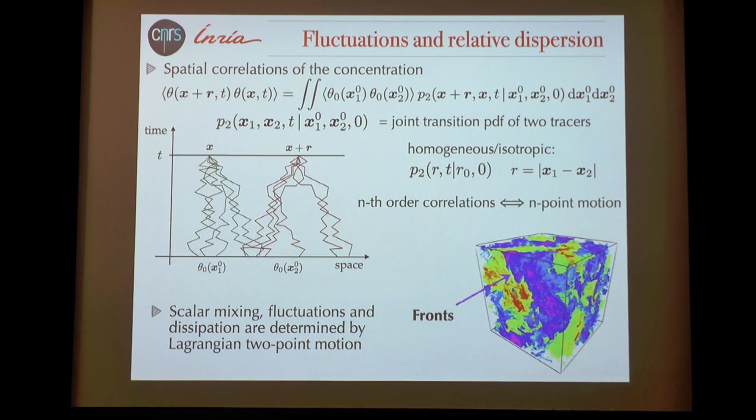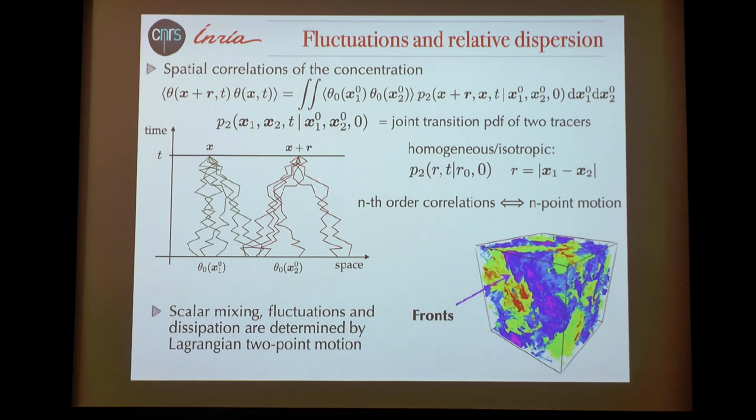So basically, if I'm interested in the correlation between x and x plus r, I have to average over all possible positions x01, x02 of two tracers, times the transition probability that at time t I have one tracer at x and the other one at x plus r, knowing that initially I had one at x10 and the other one at x20. So just the two-point transition probability, which is given by the flow, okay, and the diffusion, of course.